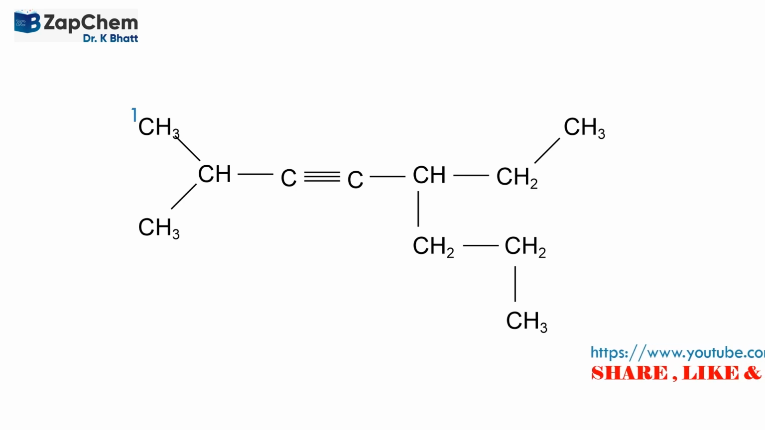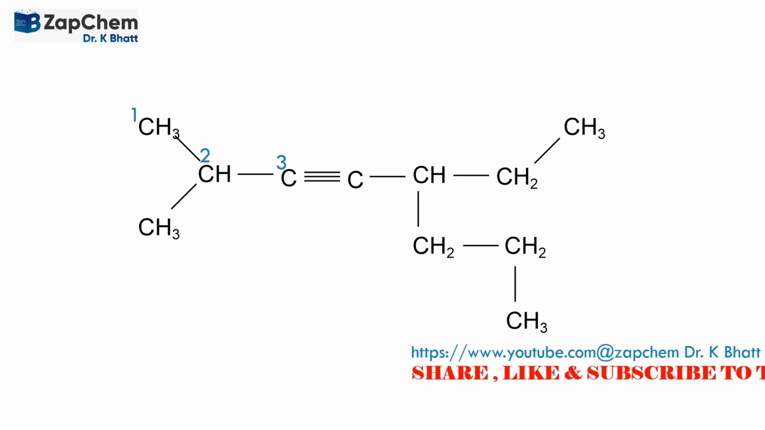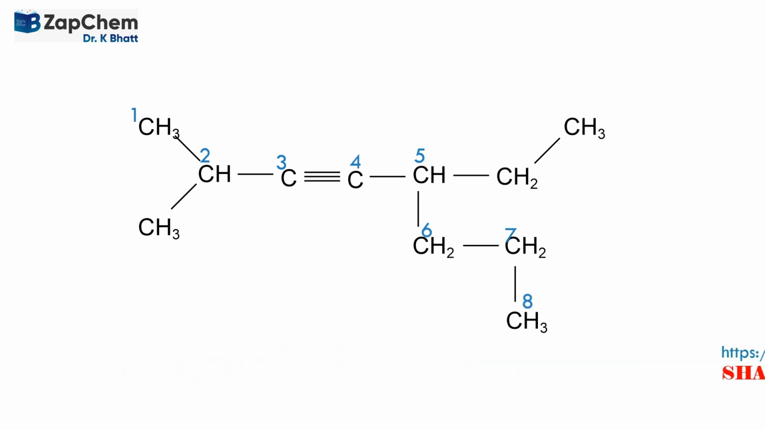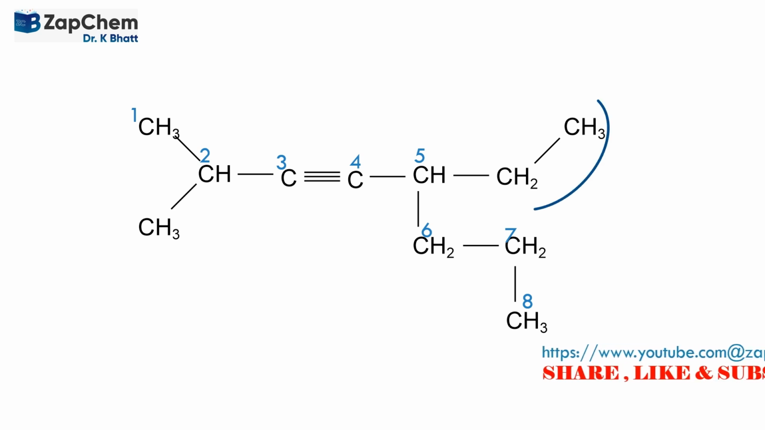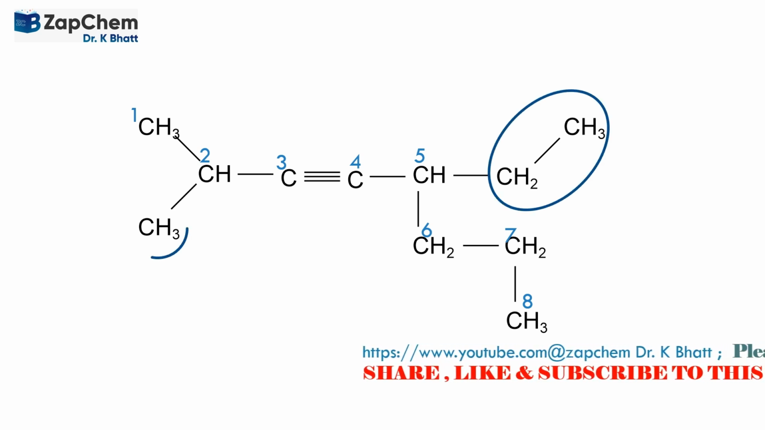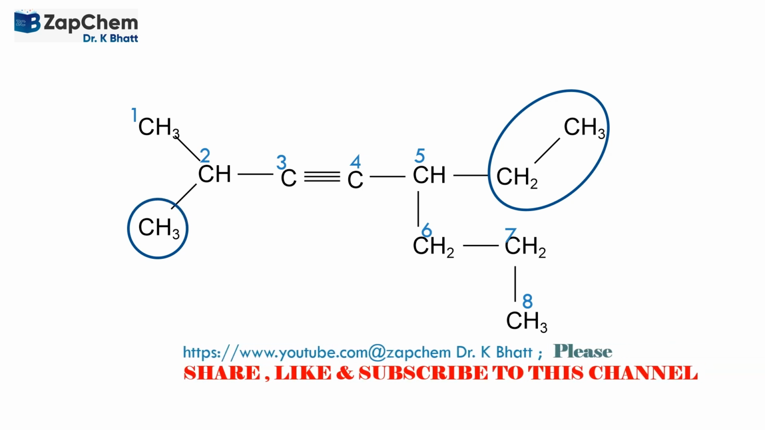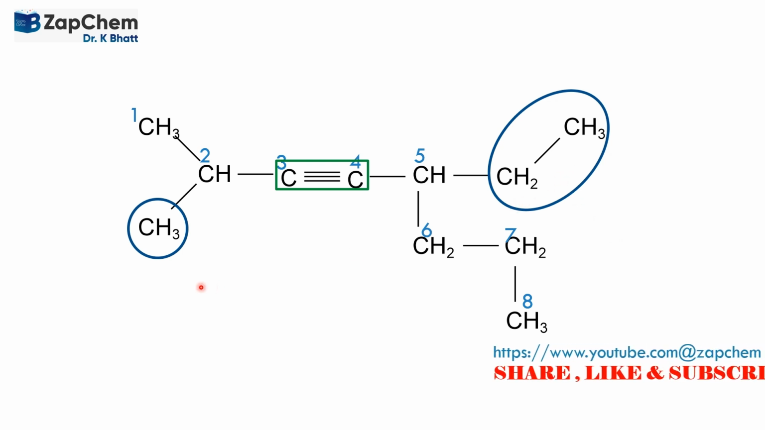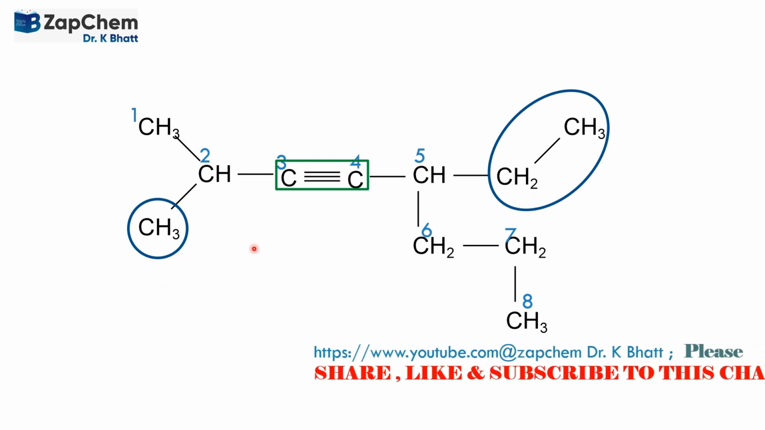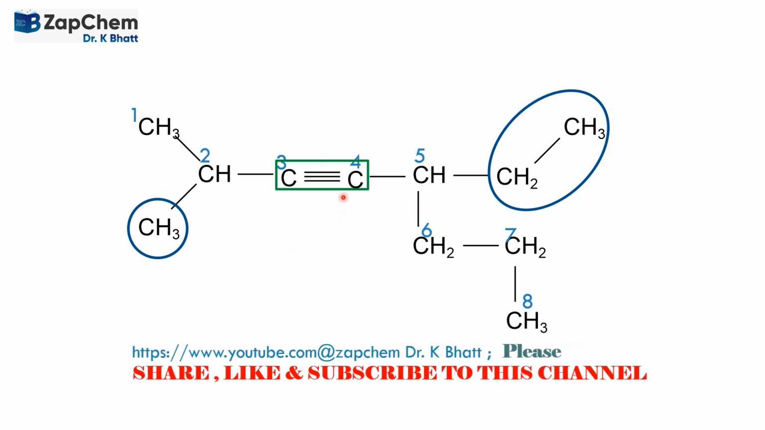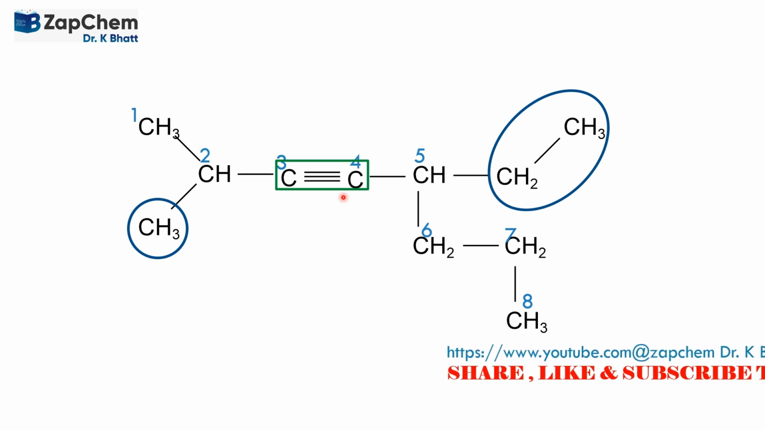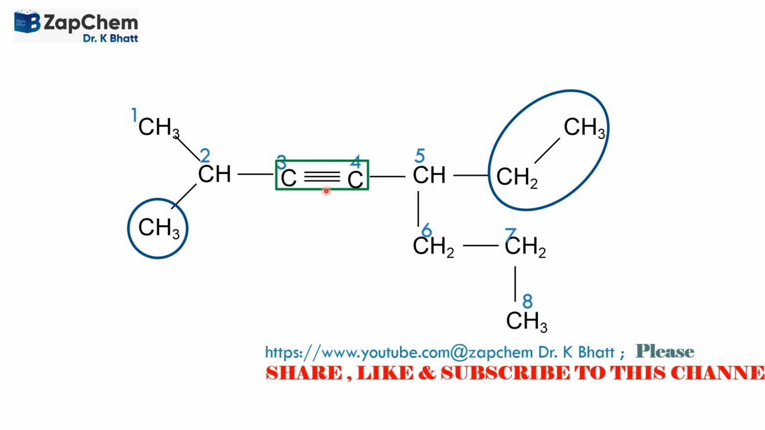This would be the longest chain, and therefore we start numbering it this way, and we find that there are 8 carbon atoms. And of course, there are substituents which are nothing but alkyl groups: here is the ethyl group, CH2CH3, and the methyl group, CH3. And of course, there is a triple bond. Accordingly, we have to name this compound including the triple bond.